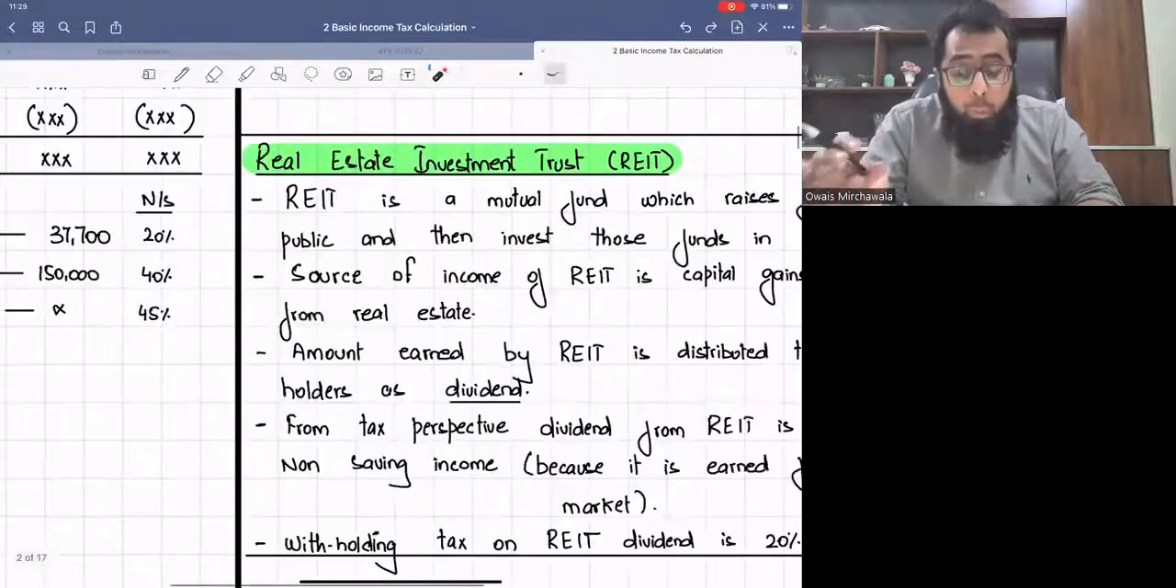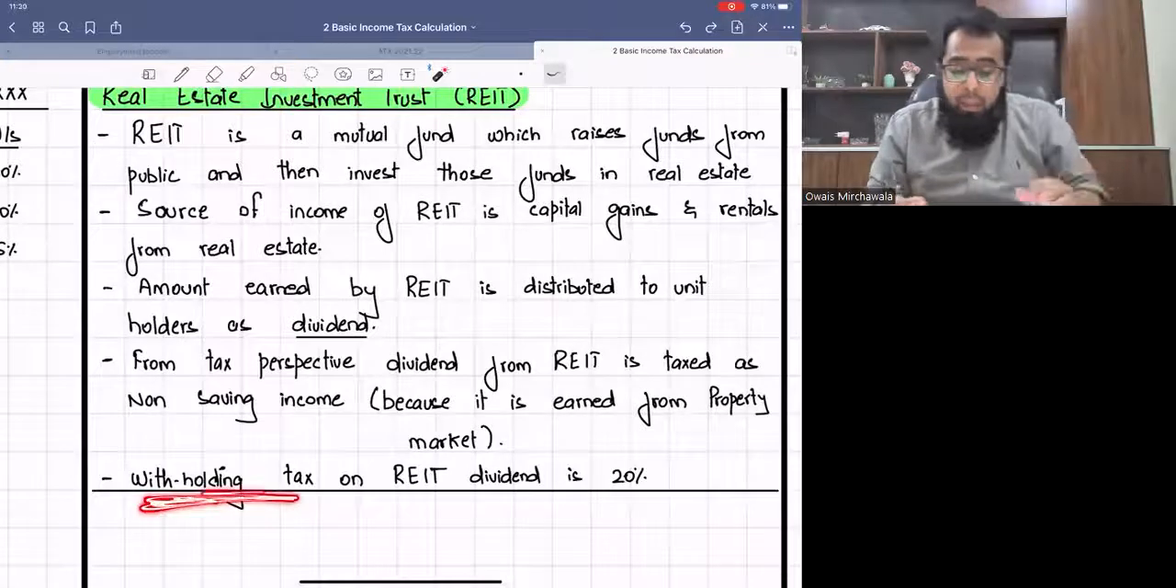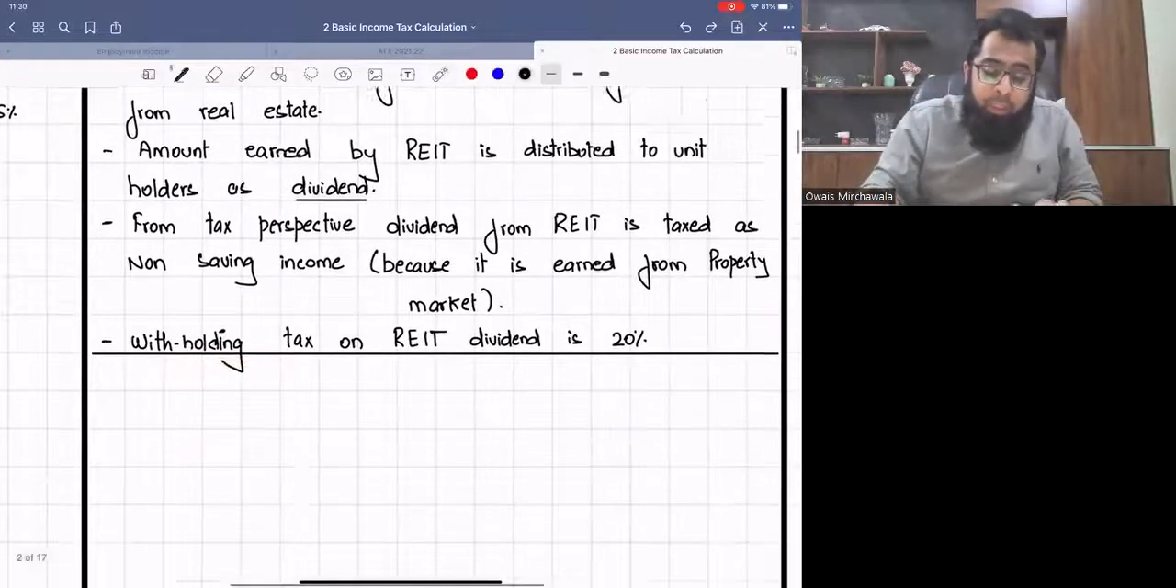Now, one new thing for you people, withholding tax. Now you must be thinking, what is withholding tax?